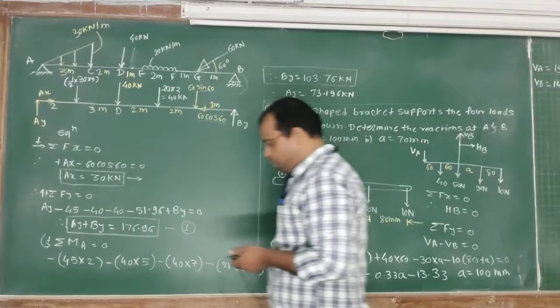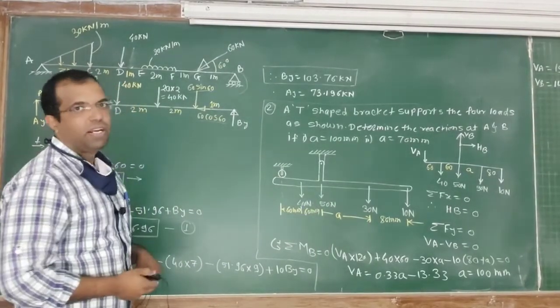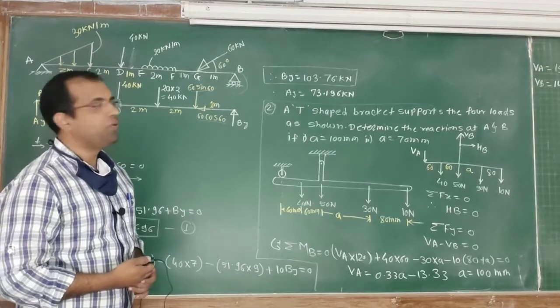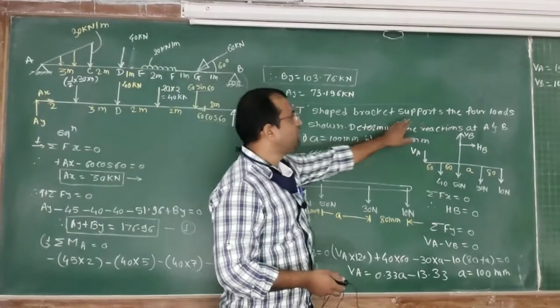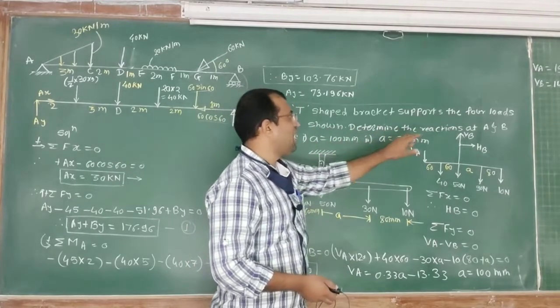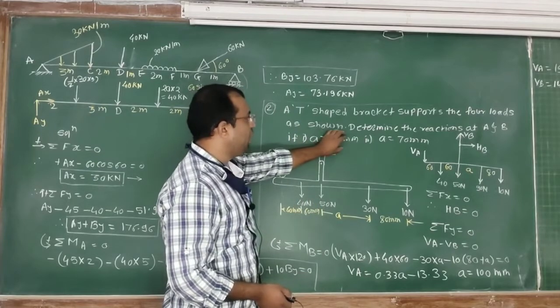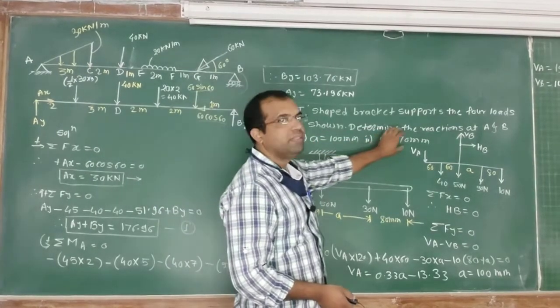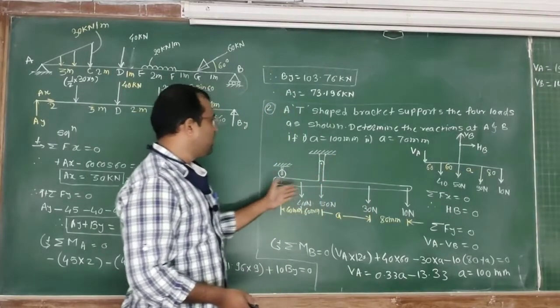Now comes problem number 2. First I will read out the statement for you. So what is the statement? A T-shaped bracket supports the 4 loads as shown. Determine the reactions at A and B if a is equal to 100 mm and b is equal to 70 mm. Now if you observe this figure, there is a T-shaped bracket.